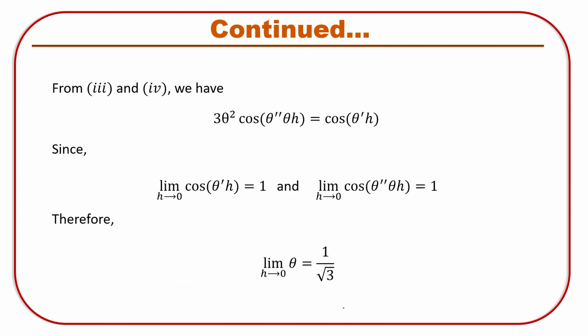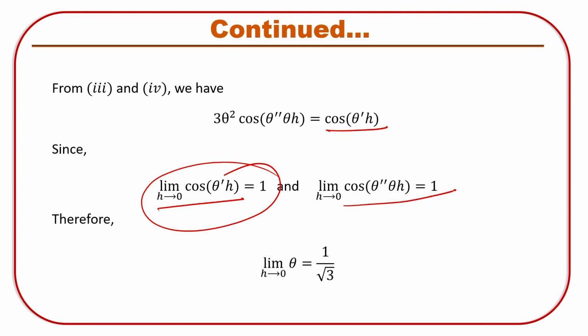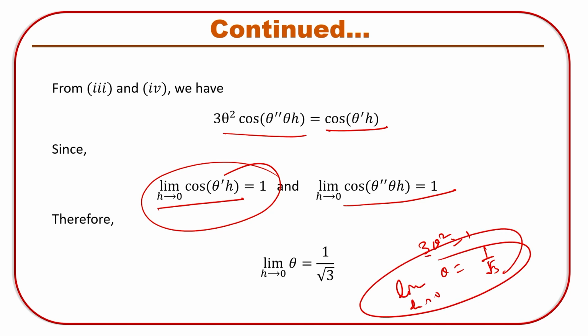So, from 3 and 4 we have 3 theta square cos theta double dash theta h equal to cos theta dash of h, and in the limit h tends to 0, cos theta dash is equal to 1, and the other one is also 1. Hence from here you will find cos of theta is nothing but, as h tends to 0, theta equal to 1 by root 3. So, 3 theta square equal to 1, so theta equal to 1 by root 3, but it is in the limiting case, right. So, that is all for the problems.